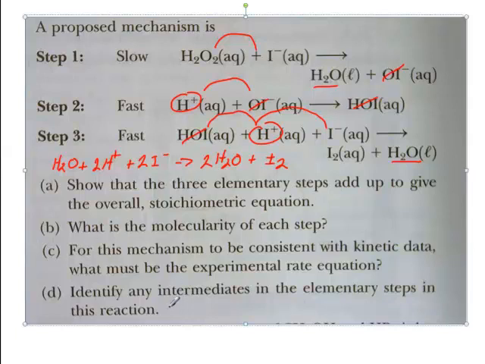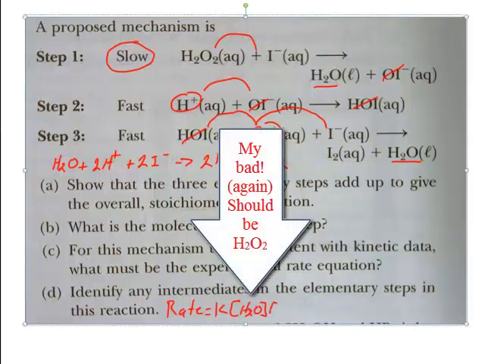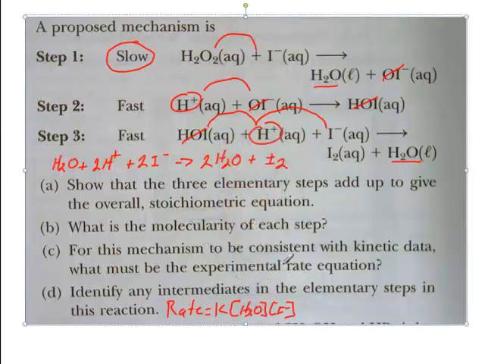Question C, for this mechanism to be consistent with the kinetic data, what must be the experimental rate expression? Well, let's go ahead and write that out. The rate equals k times, now which is our rate determining step? Well, it looks like it's this one. So for this to be our rate determining step, we've just got to have a hydrogen peroxide bump into an I minus. So that wasn't too bad. And then last, the intermediates, we've already done that.